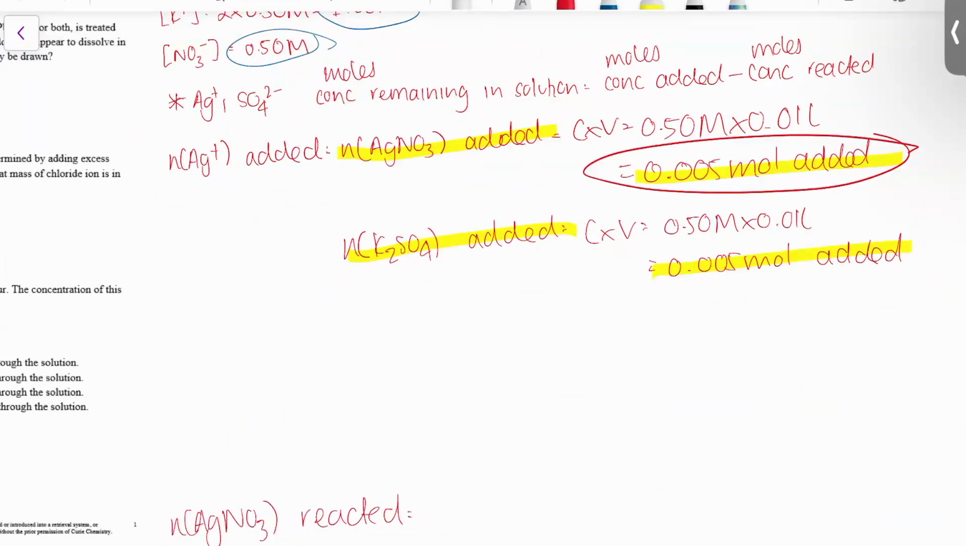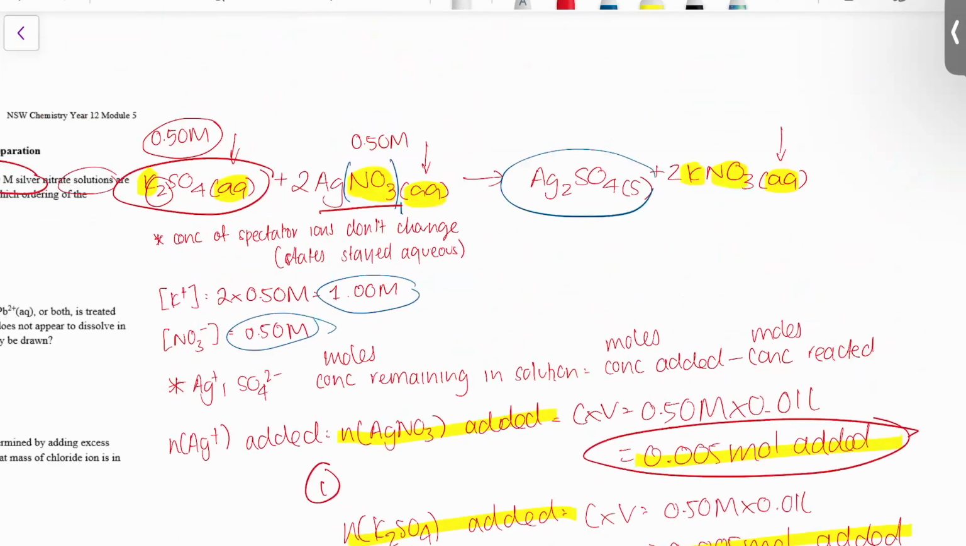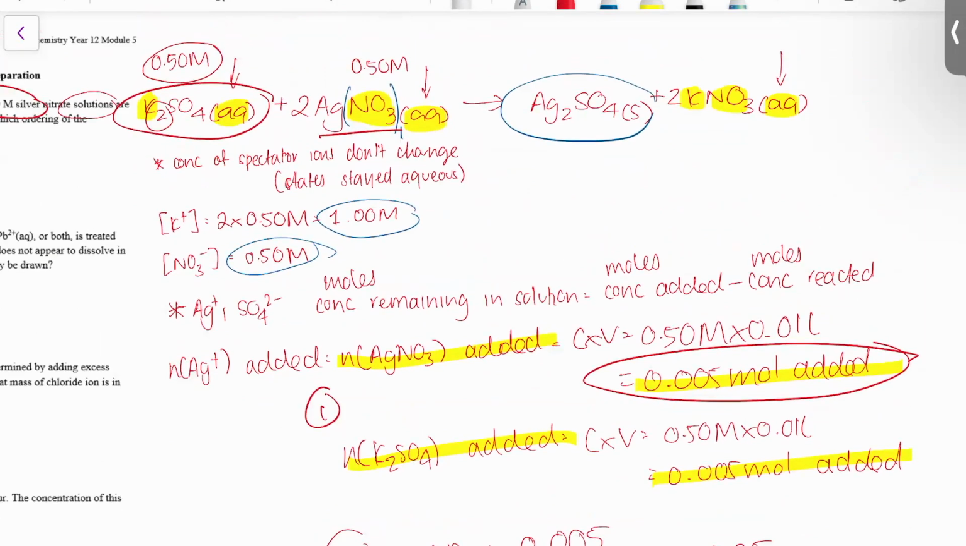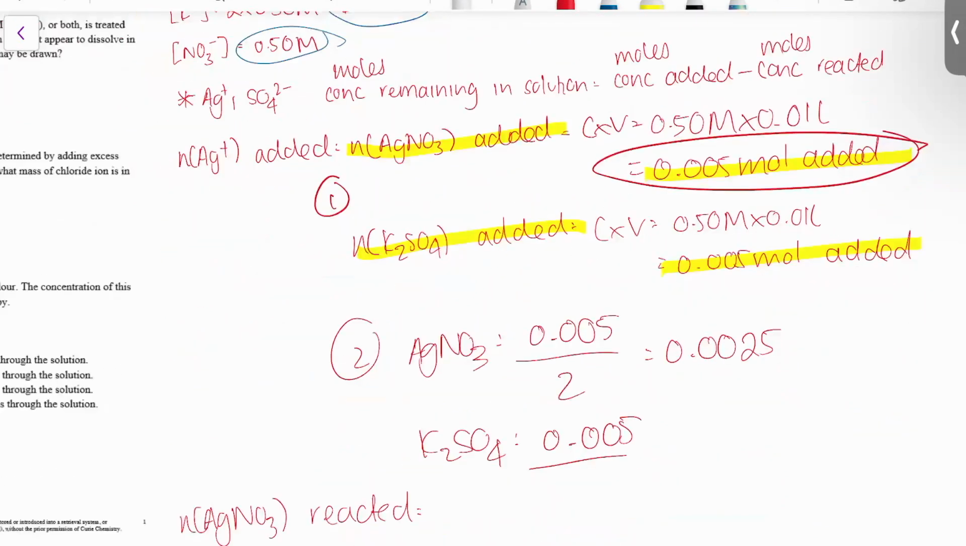So step 1 to identify a limiting reagent, calculate moles added. Step 2, divide by the coefficient. So AgNO3, you're going to take the 0.005, you're going to divide it by 2. That's going to be 0.0025. And then for K2SO4, you're going to take the 0.005 as well, but what's the coefficient for K2SO4? 1. Good. So I'm going to divide this one by 1.